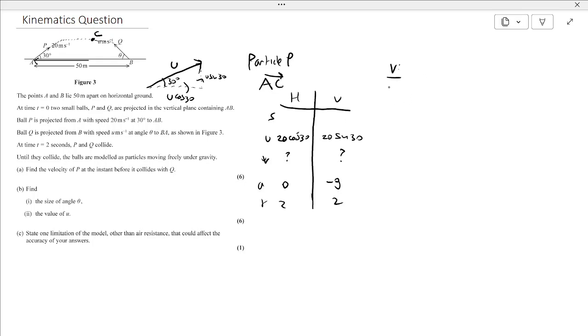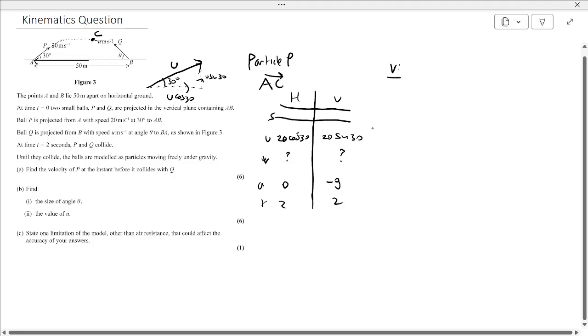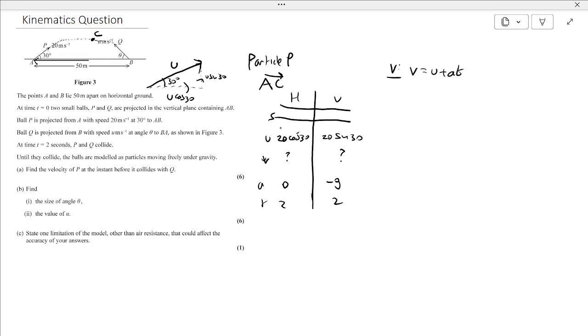Vertically, I want my V, so it's my equation with no S, no displacement. So I'll do V equals U plus AT. It's my equation with no S. So V is my question mark I want to know. U is 20 sin 30, which is actually just 10, minus g times 2. V equals, just type it in your calculator, right? This gives you 10 minus 2g, which gives you minus 9.6.